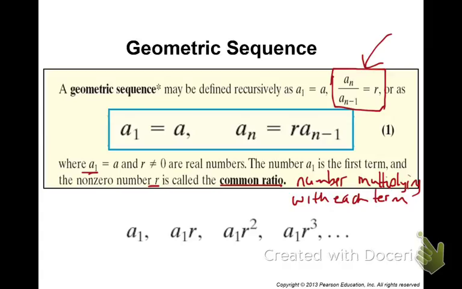And then to get my next term, what did I do? I multiplied with r again. See it? And then what did I do? I multiplied with the r again. So your common ratio is a specific number that you just use to keep multiplying the terms. Okay, that's kind of all it is.